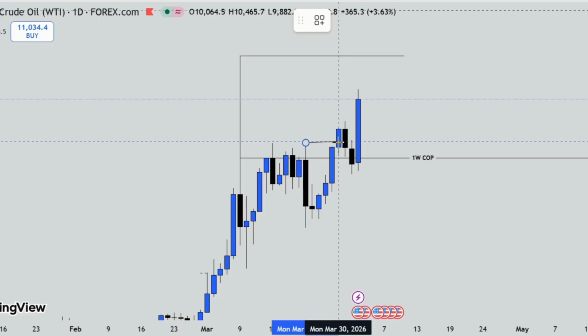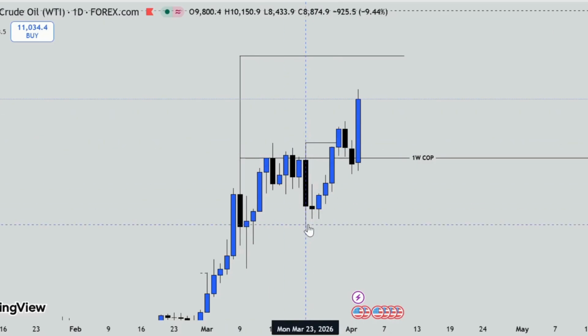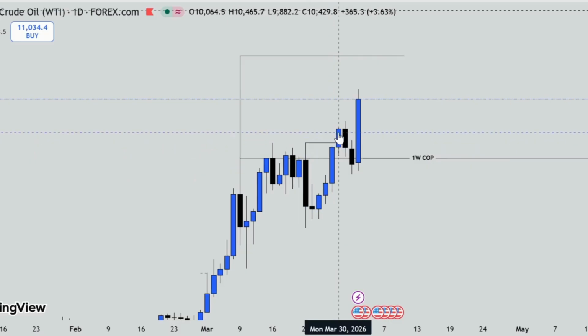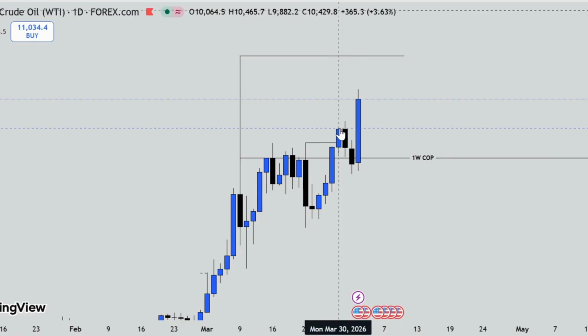This is going to be our break of structure. I'm trying to get the perfect price. So this is going to be our break of structure. Now remember, this candle formed on a daily time frame, so we need a daily time frame candle to break above this level, which makes our break of structure valid.